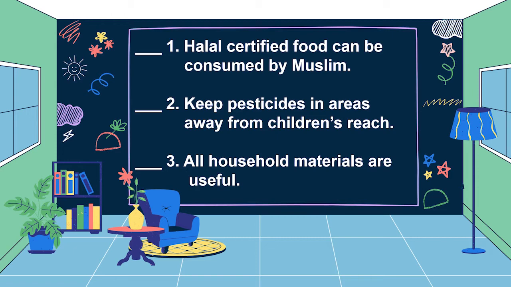Number 1. Halal certified food can be consumed by Muslim. Number 2. Keep pesticides in areas away from children's reach. Number 3. All household materials are useful.